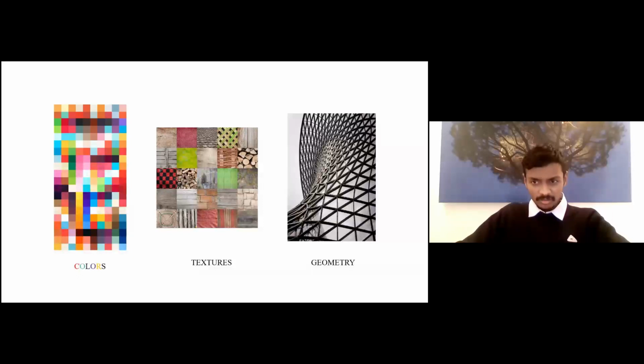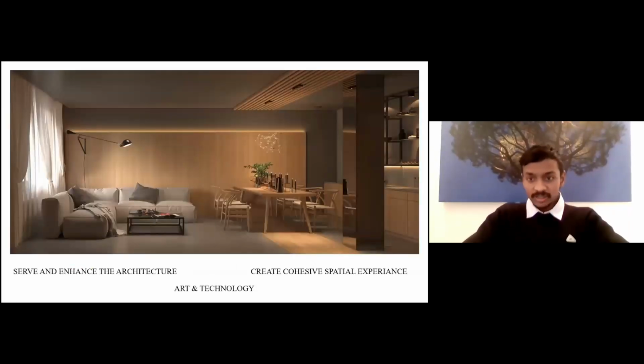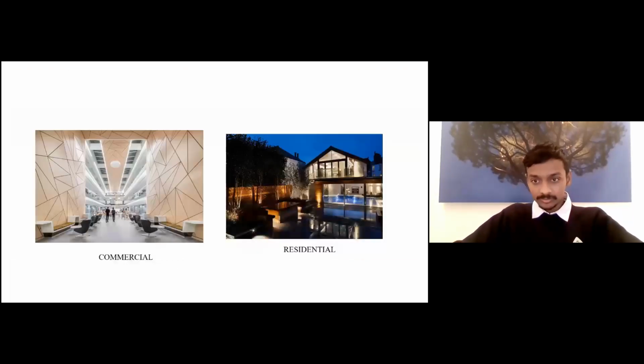So a good lighting plan always depends on the characteristics of the light source and how we distribute it in the space. So what is architectural lighting design and what is its importance? Architectural lighting presupposes that there is architecture. It works to serve and enhance the architecture, but not merely as an accessory, but also to create a cohesive spatial experience. So architectural lighting is an intersection of art, as in architecture, and also technology, as in lighting.